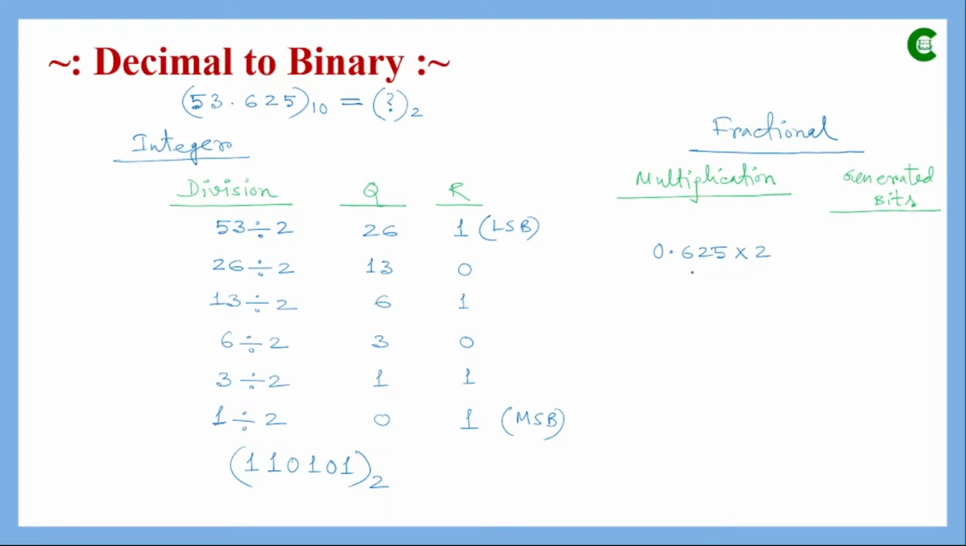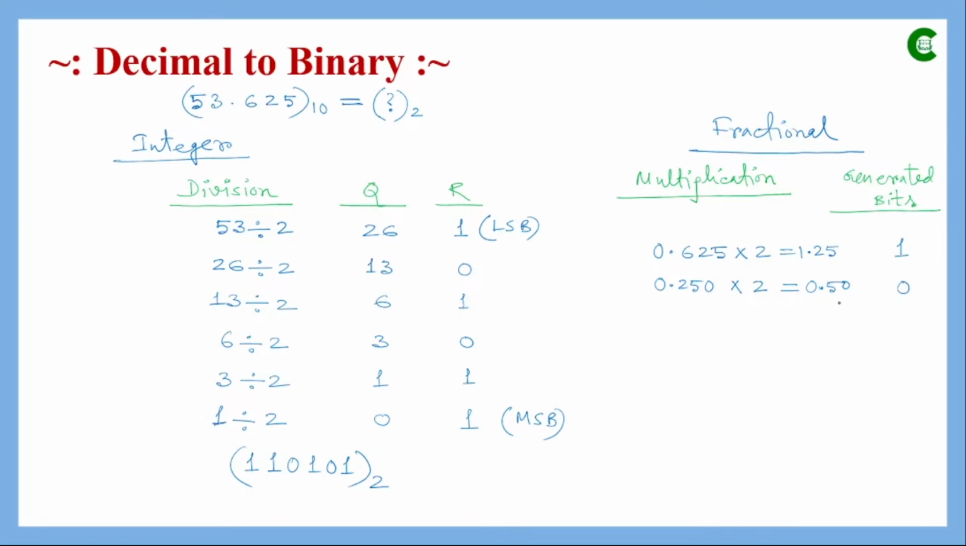So here when we multiply 0.625 by 2, the result of multiplication will be 1.25. Now we will record the integer part of this number, which is 1 in this case. Next we will take the fractional part from here which is 0.25, then we will again multiply by 2 which is the base, and here the result of multiplication will be 0.50. So what is the integer part of this number? That is 0. So we will record that number.